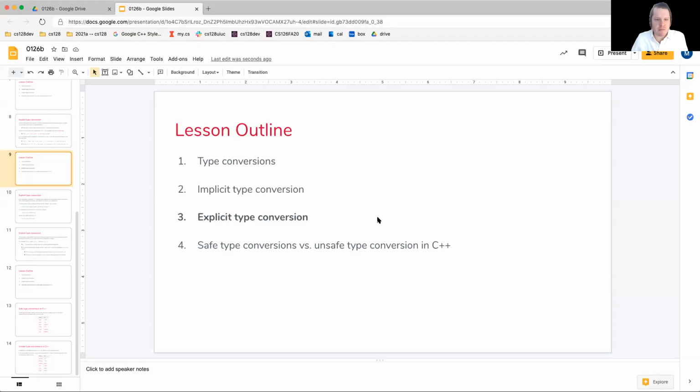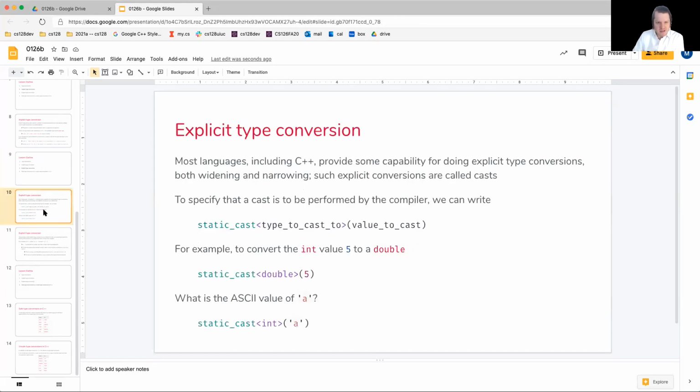Alrighty, so now we'll move into explicit type conversions. And I think the last example of the implicit type conversions might have provided a little more motivation for this than what I intended originally, but we'll see what's going on. So, explicit type conversion. Most languages, including C++, will provide some capability to do explicit type conversions.